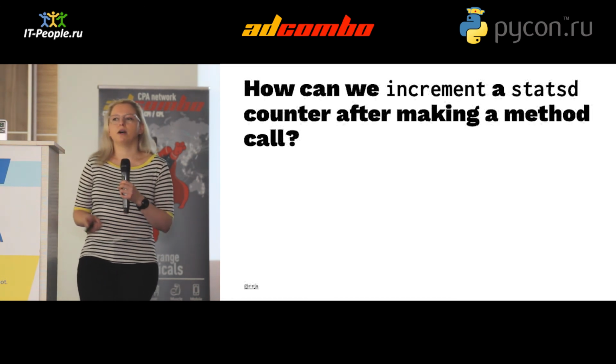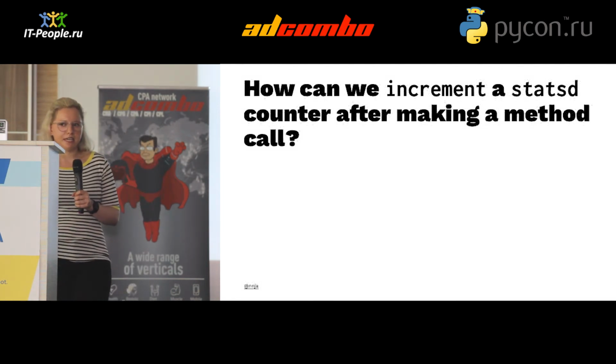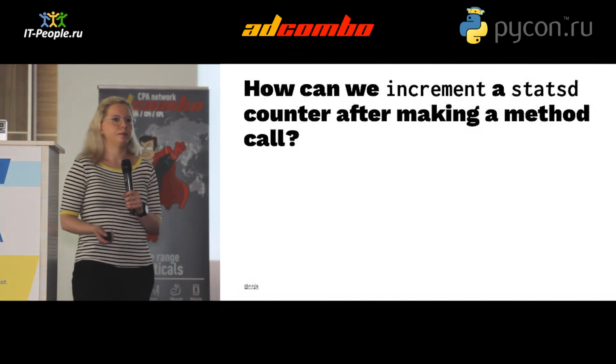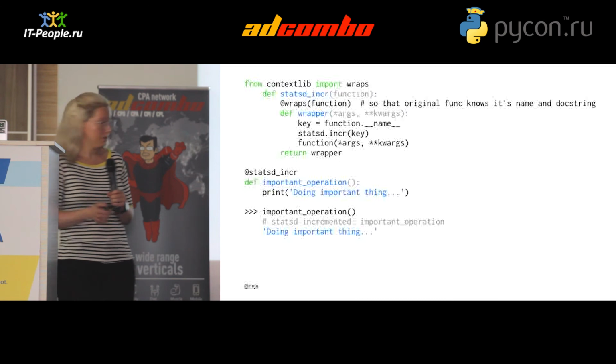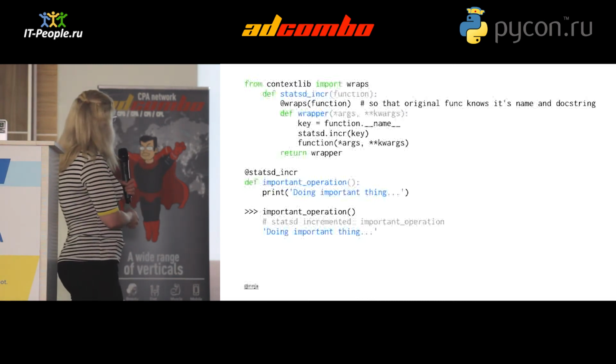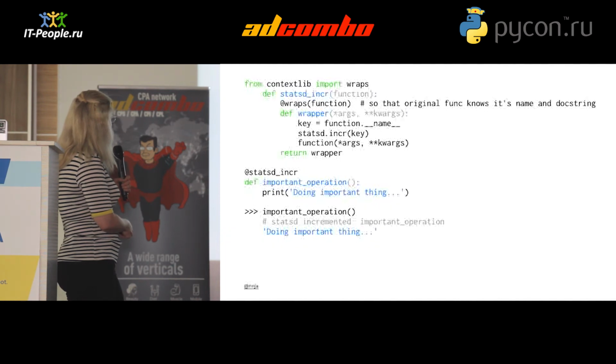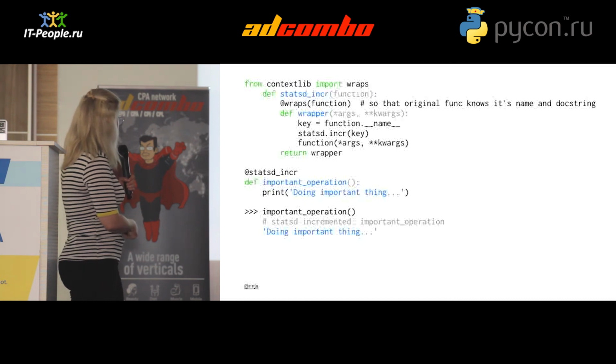So let's say we want to increment a stats counter after making a method call. How would we implement that as a decorator? Pretty simple. We use @wraps so that the original function retains its name and docstring. And now we can use this @statsd_incr decorator wherever we want to. The key that we're using is the name of the function. And then we call statsd.increment on that and do the actual function. Pretty cool.